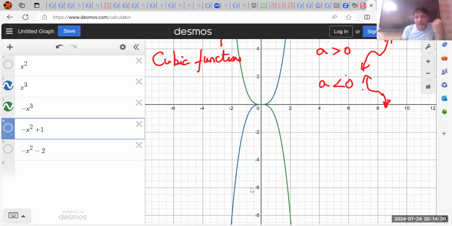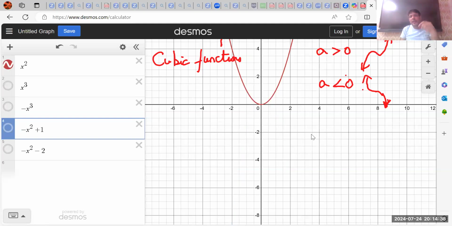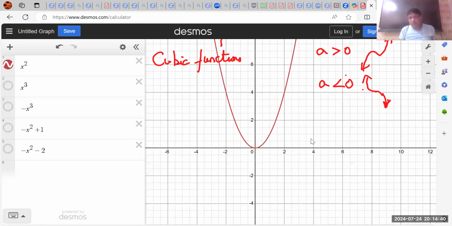Now guys, I will tell you a little bit about domain and range also. So I will go to the first function. What is meant by domain? Domain means the set of all values of x that is possible in this function. So guys, which set of values are possible in this function? Meaning which values of x can I put? My function is y equal to x square.